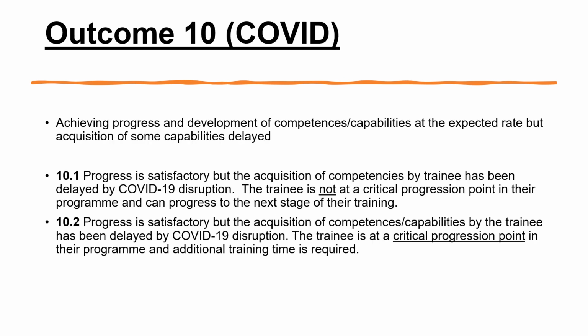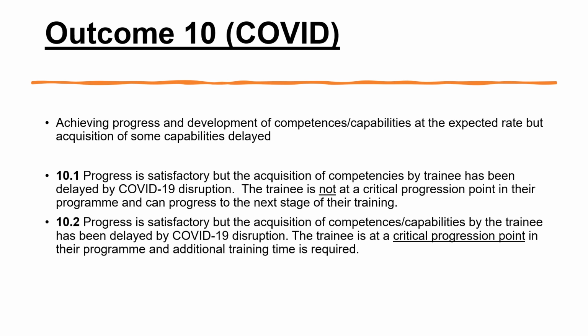And outcome 10 is a special outcome that was created for COVID only. This outcome we're not using anymore in the UK because we're not being judged by the COVID standards anymore. But when COVID was around, we were given outcome 10.1 and 10.2. 10.1 means that your progress is satisfactory. However, some specific competencies have been missed out, but that's because of delay because of COVID-19.